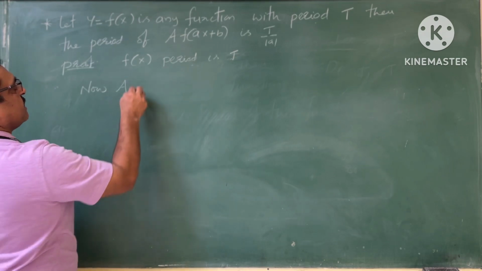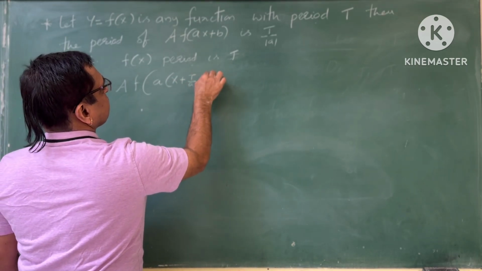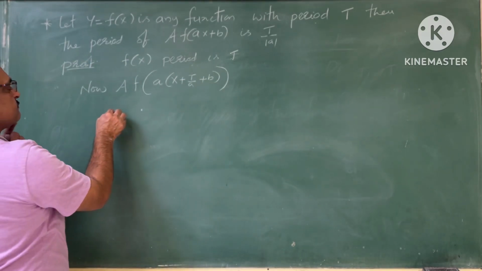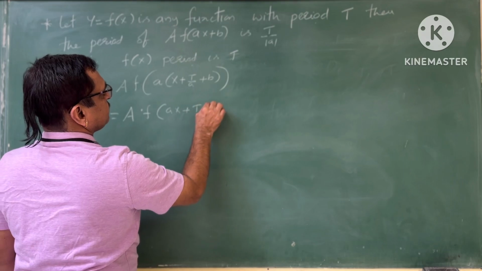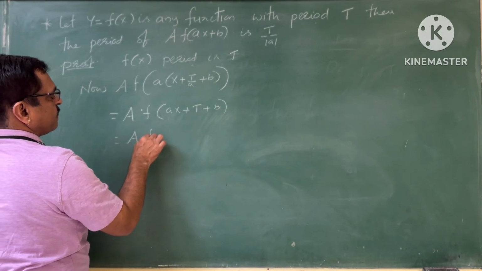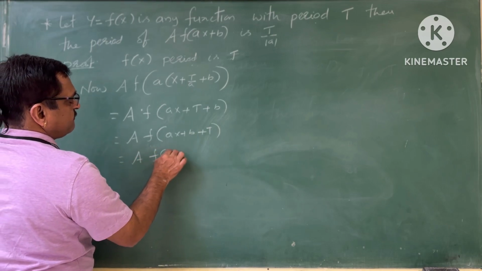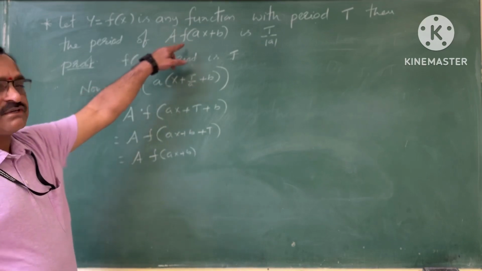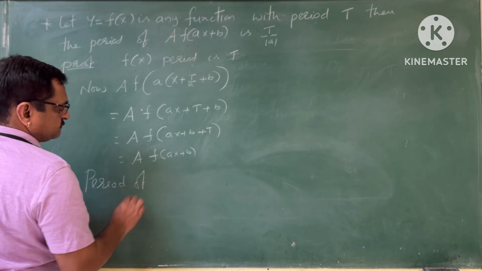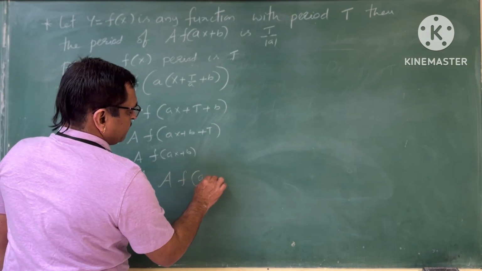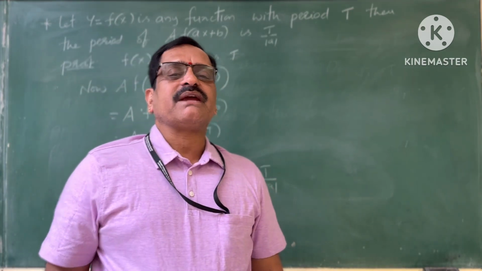Now a times f of a(x plus T by a) plus b is equal to a times f of ax plus T plus b, which is equal to a times f of ax plus b plus T. So I can take a times f of ax plus b, which is the original one. Therefore the period of a times f of ax plus b is T by mod a. Why have I taken mod a? Sometimes a can be negative.